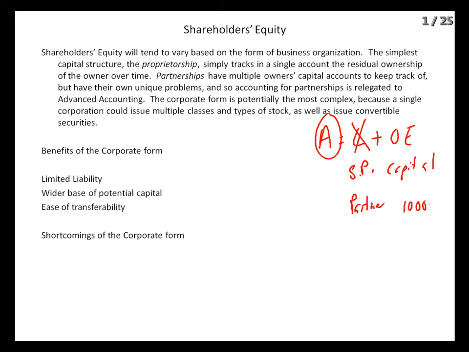We've got a list of items on the negative side as well. First and foremost, corporations are subject to double taxation. What this means is the corporation gets taxed based on its net income, and then when it pays a dividend to shareholders, they get taxed at their individual rates. So the same income is being taxed at two layers.